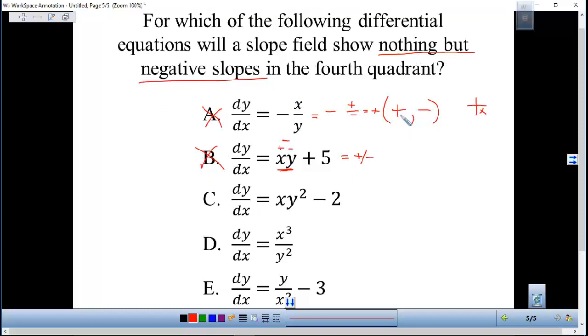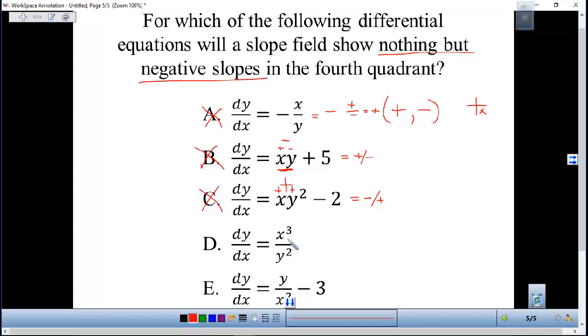All right, when we plug in our positive and our negative right here, we have a positive here, negative y squared. A negative squared gives us a positive. Positive times a positive gives us a positive. And then the positive minus 2 is going to equal, well, what? If this product right here is less than 2, it's going to give us a negative. But if this product is greater than 2, it's going to give us a positive. So it's going to give us both, and we're looking for nothing but negative, so that's not it.